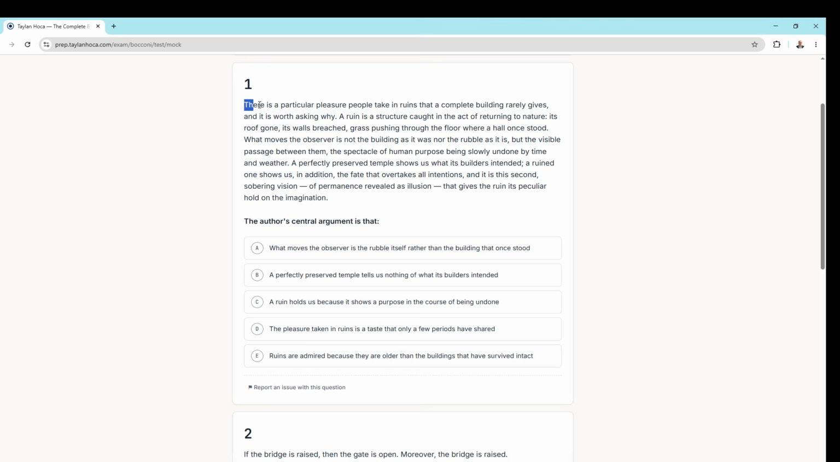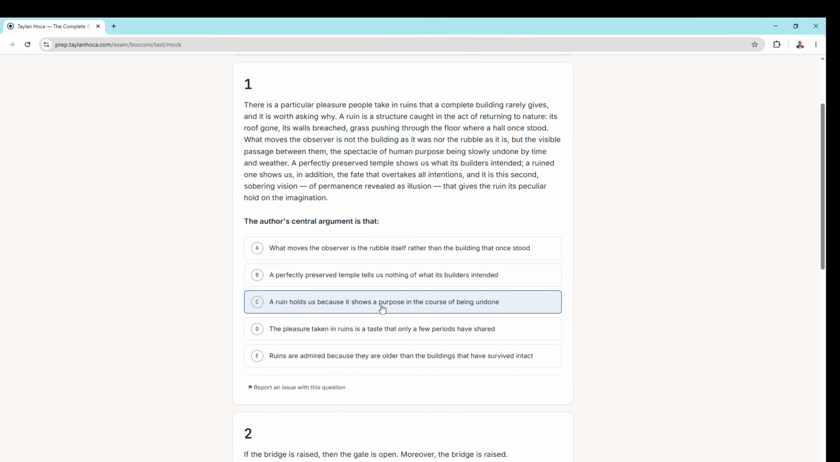Yeah, I think it's starting with this, and it's okay. Yeah, but it's visible passage. Okay, it's the rubble itself rather than the building that once stood. I don't know. But tells us nothing of. Okay, no. A ruin holds us because it shows a purpose in the course.